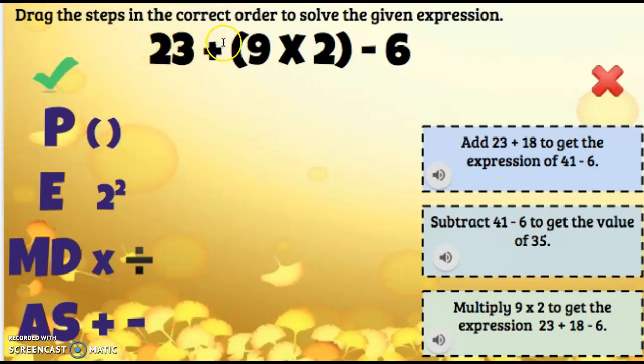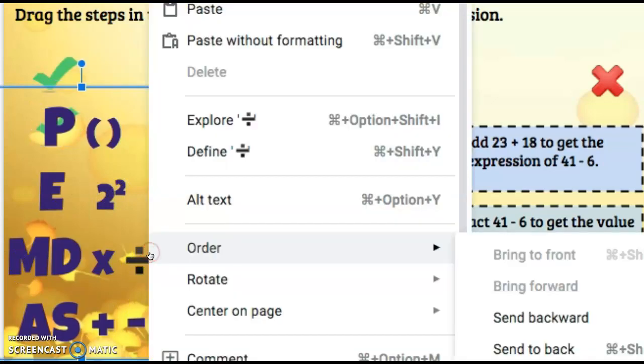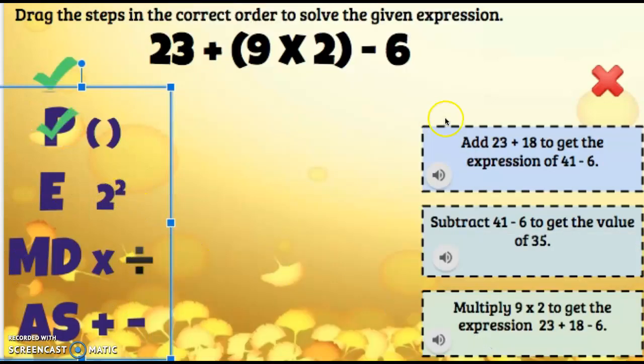So if you have 23 plus parentheses 9 times 2 minus 6, you're looking at PEMDAS because you're solving it in the correct order, just like we did for the DMR. So you're looking for your P. PEMDAS stands for, P stands for parentheses. I see them, so I'm going to be doing 9 times 2. And now put a check over that.